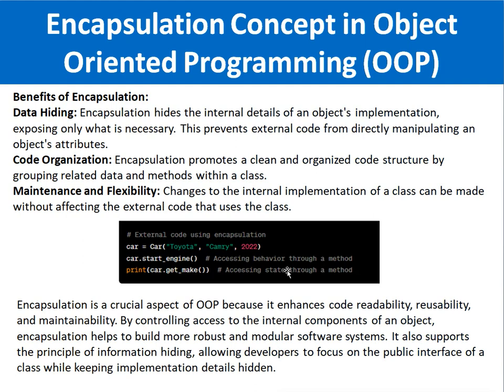Encapsulation is a very important aspect of object-oriented programming because it enhances code readability, reusability, and maintainability. By controlling access to the internal components of an object, encapsulation helps to build more robust and modular software systems. It also supports the principle of information hiding, allowing developers to focus on the public interface of a class while keeping implementation details hidden.